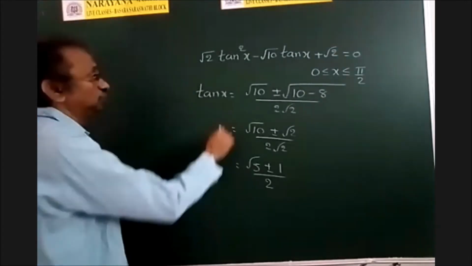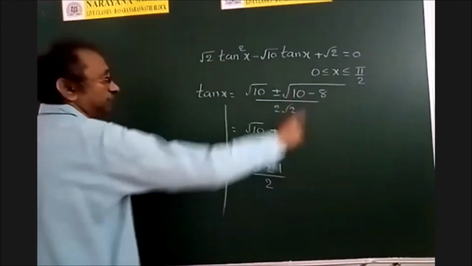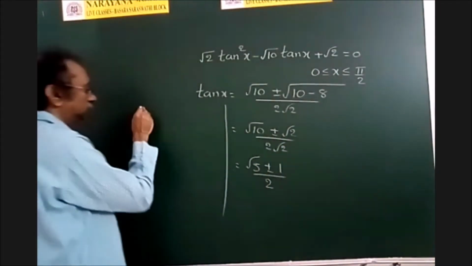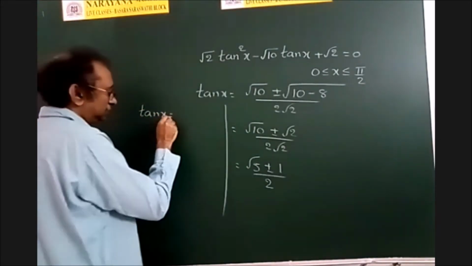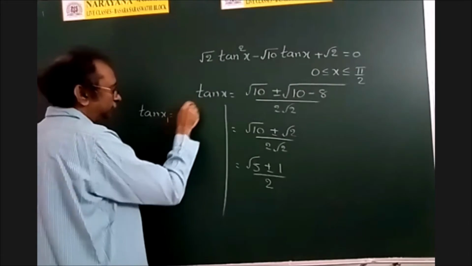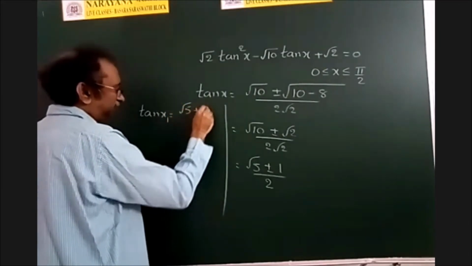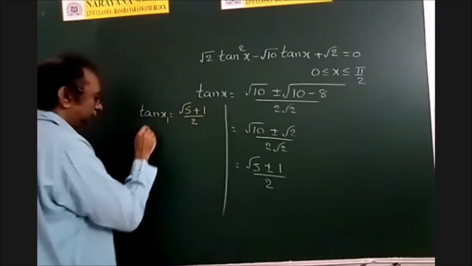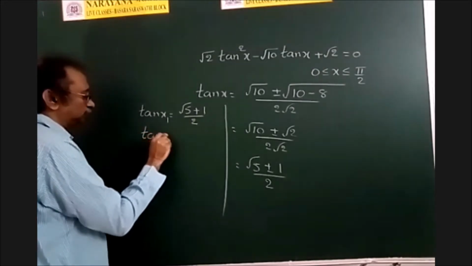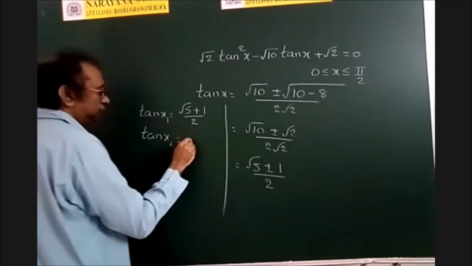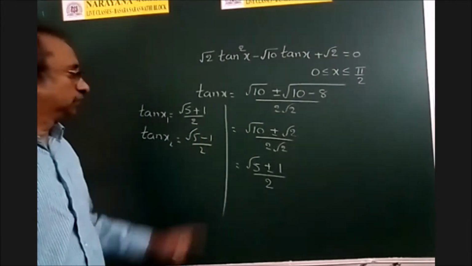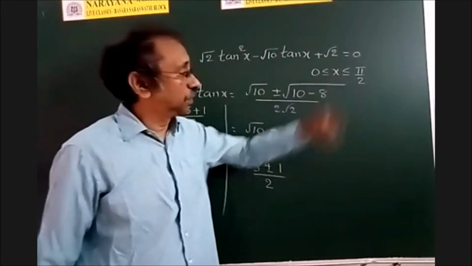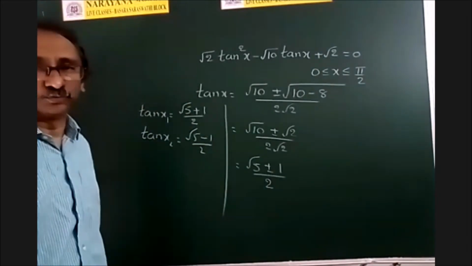So there are two solutions, clearly in between 0 and pi by 2. So tan x is positive in both the cases. Suppose x1 is a solution with root 5 plus 1 by 2 and x2 is a solution with root 5 minus 1 by 2. Both are positive. Therefore, both these angles belong to 0 to pi by 2 only.